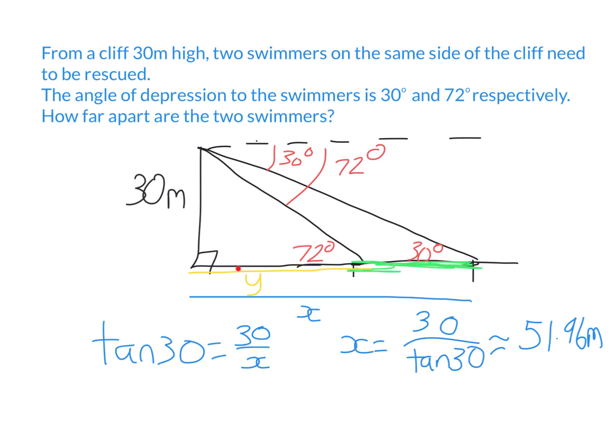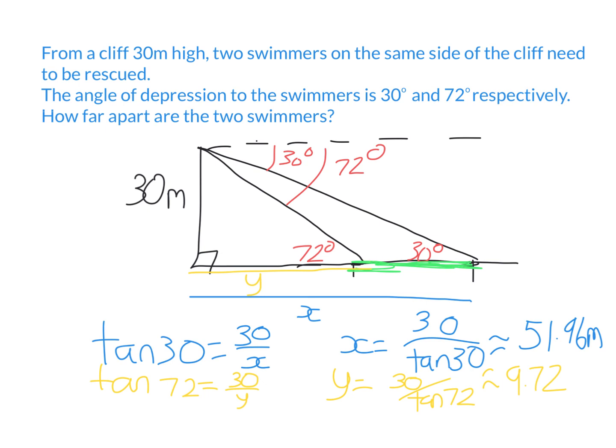So now we're going to do something similar to find y. Once again, we're using tan because we have the opposite side and want to find the adjacent. So this time, instead of using tan 30, we use tan of 72 equals opposite over adjacent. So once again, the thing you want to find is on the bottom, you divide. So y will be 30 divided by tan 72. So we actually get about 9.72. So this swimmer here is 9.72 meters from the base of the cliff.